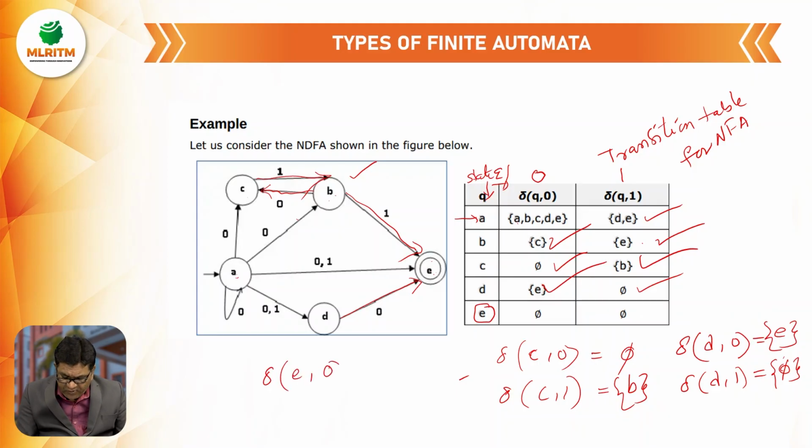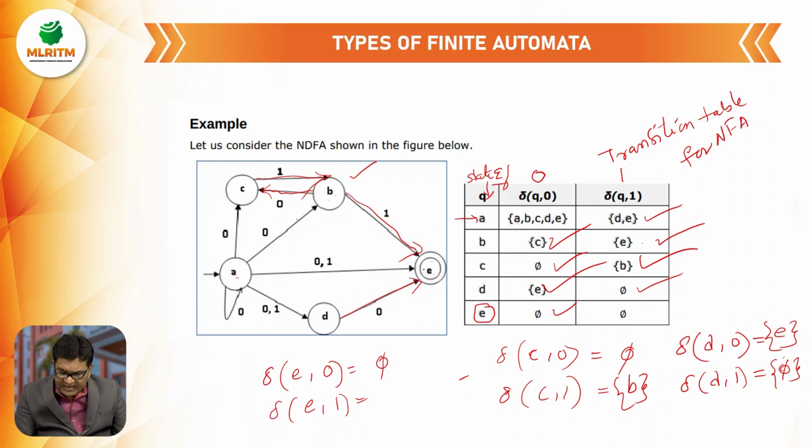Current input is the 0. Now we can find out delta. E with current state is E. 1 is that input alphabet. See that next state, E with 0. It's not possible. There is no transition. So that's why you can take the phi.